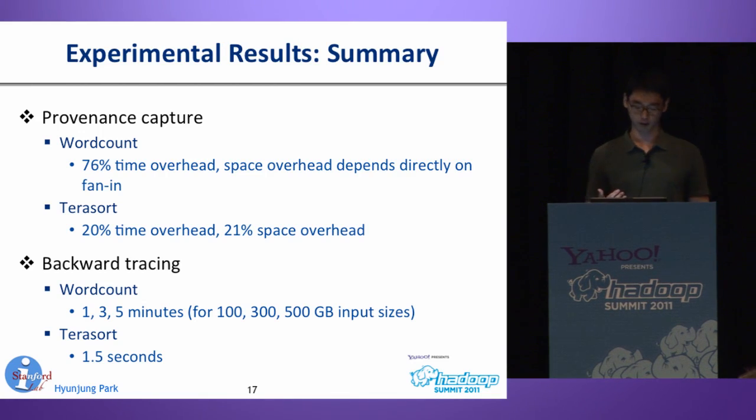And for the provenance backward tracing, this is one piece we didn't try super hard to optimize. But to give you some idea, for word count, tracing one output element took about 5 minutes for 500 gigabytes of input data. It sounds very slow, but by tracing one output element, we fetch about 6 million lines in the input. For Terasort, it takes about 1.5 seconds. Because it's one-to-one, it's pretty fast compared to word count.